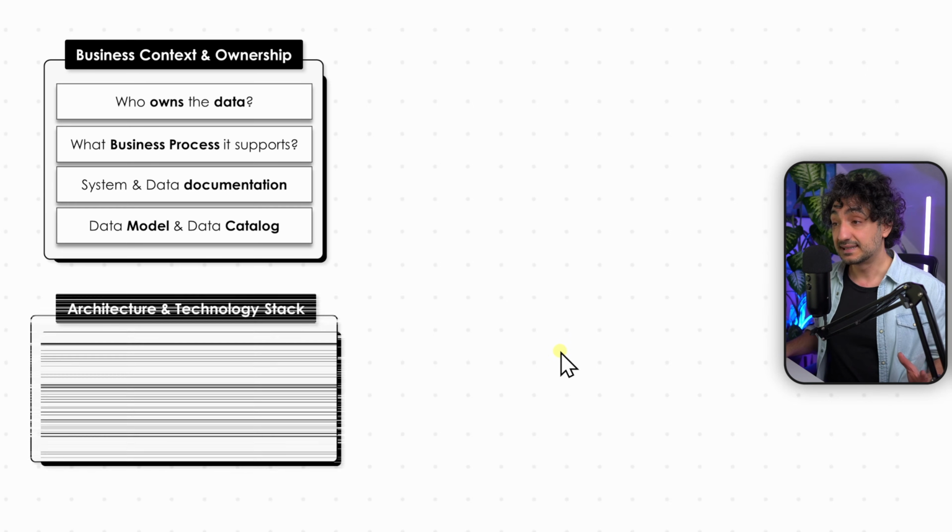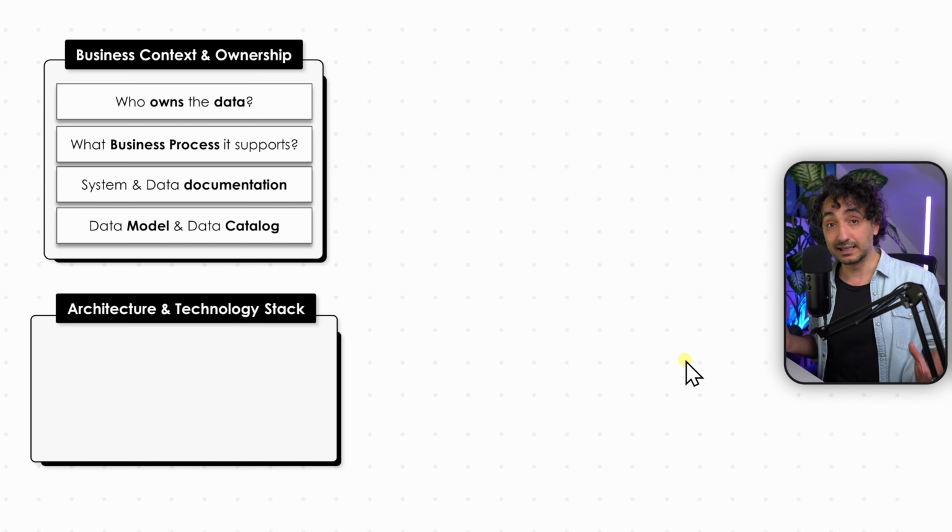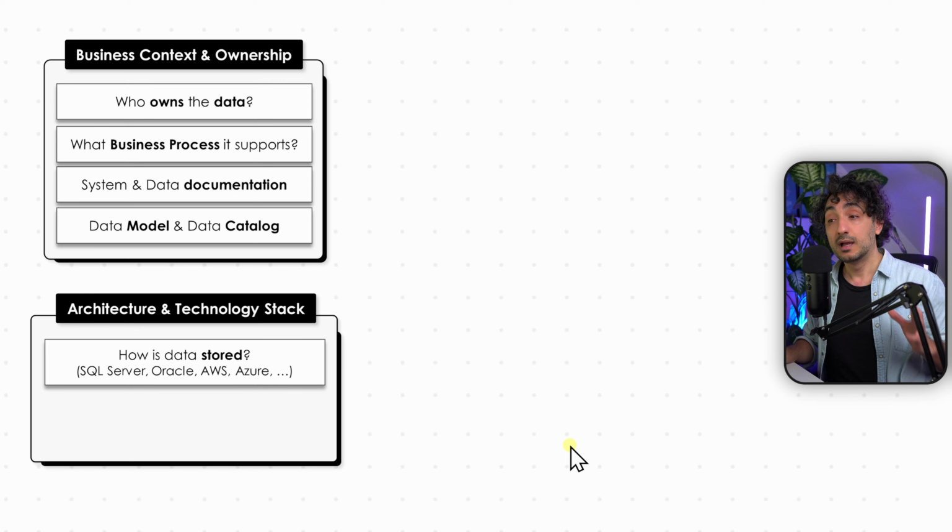Now in the next step, we're going to start talking about the technicalities. I would like to understand the architecture and the technology stack. The first question that I usually ask is how the source system is storing the data. Do we have the data on-prem, like in SQL Server or Oracle, or is it in the cloud, like Azure, AWS, and so on?